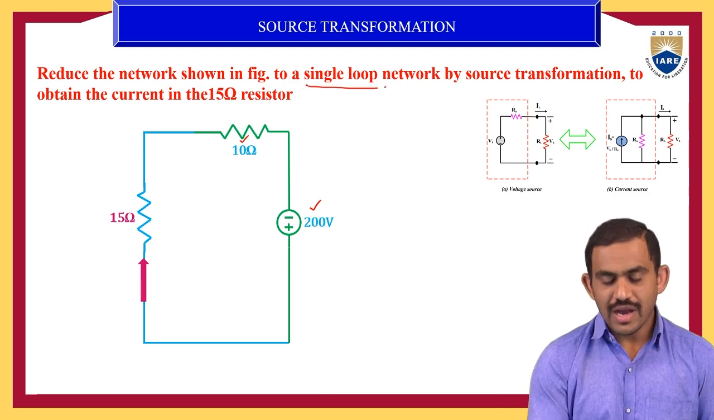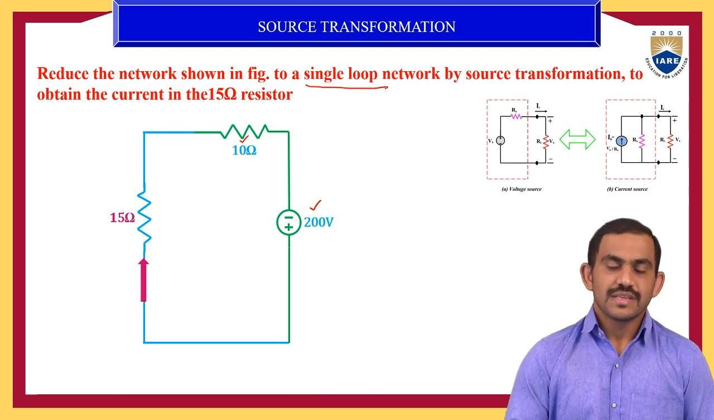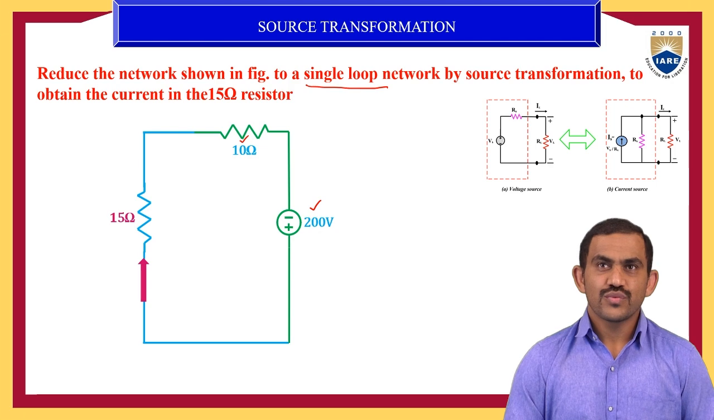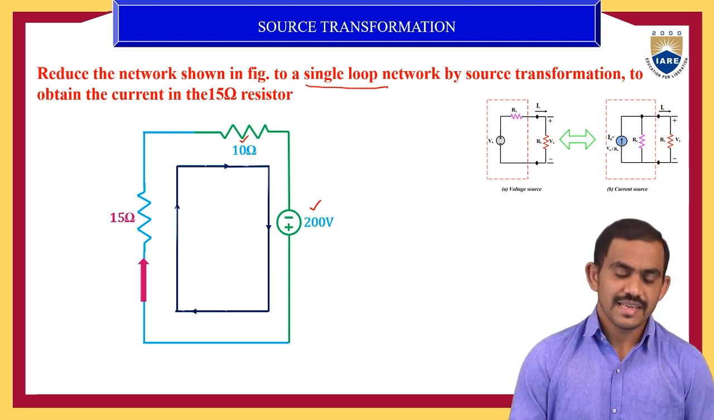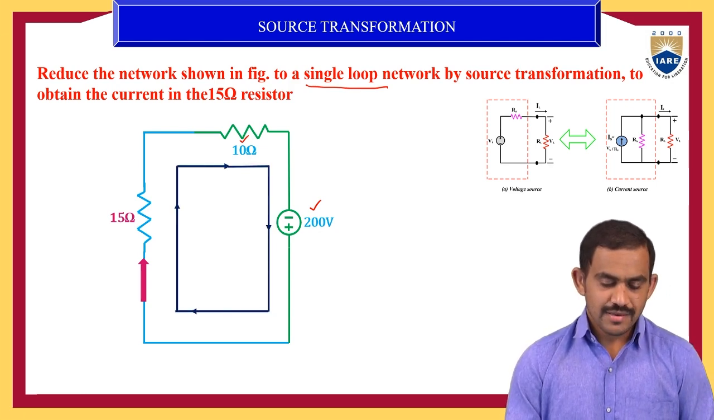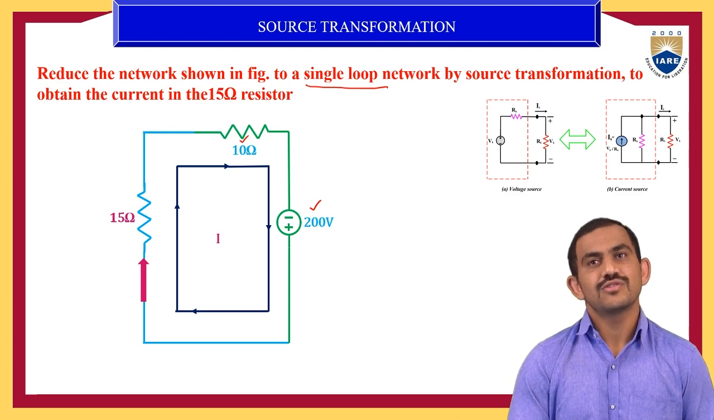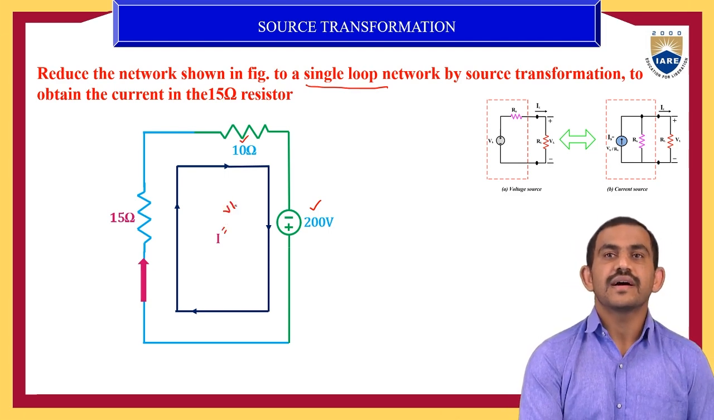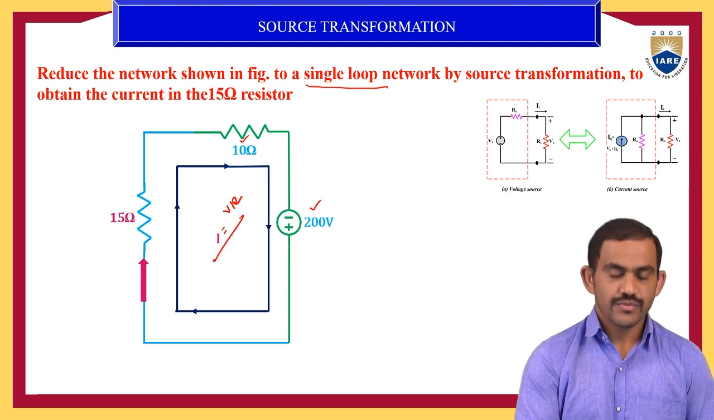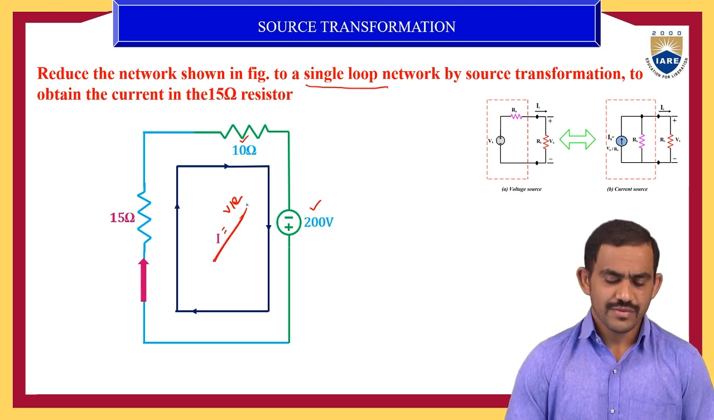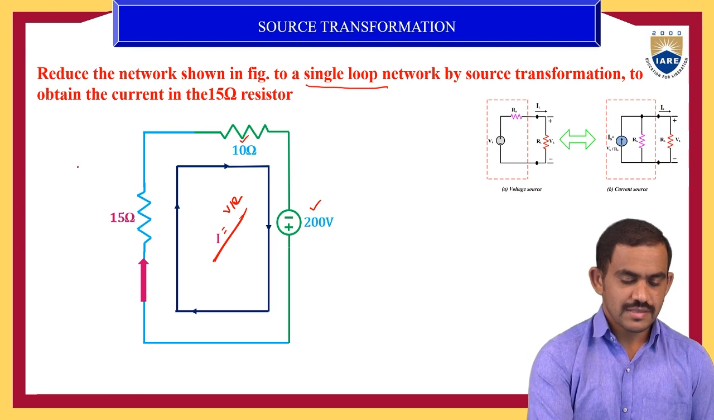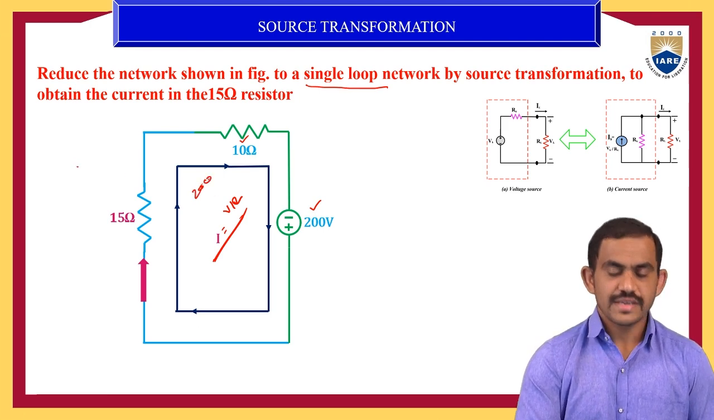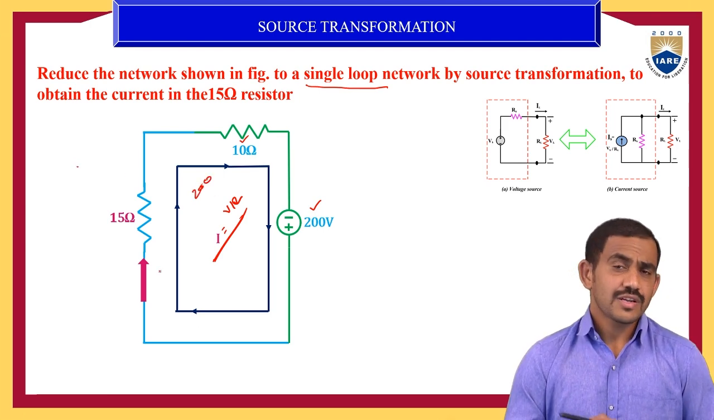Now here we have only one single loop. So in this single loop I need to find out the 15 ohms current. I take the current direction and I have only one current. Only one loop, only one current. So what is the current here? So I equal to V by R. So what is the V value here? V value we already have, that is 200. Okay, and what is the R value?